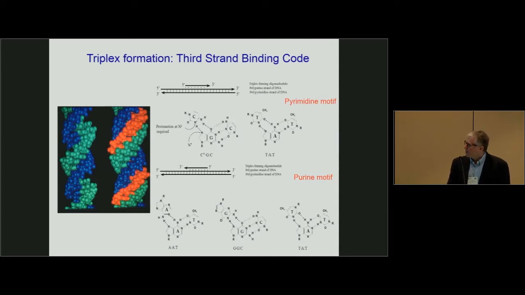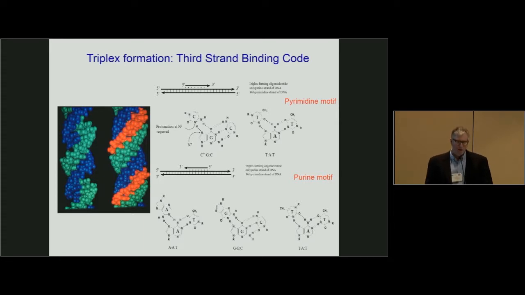And there is a binding code that is based on Hoogsteen hydrogen bonds, which are illustrated in this diagram. I'm having a little trouble getting the cursor to work, so I'm maybe not going to keep pointing to things. But as you can see there, there's a binding by Hoogsteen bonds, and this occurs in the major groove of the duplex. The important point is this is sequence-specific.